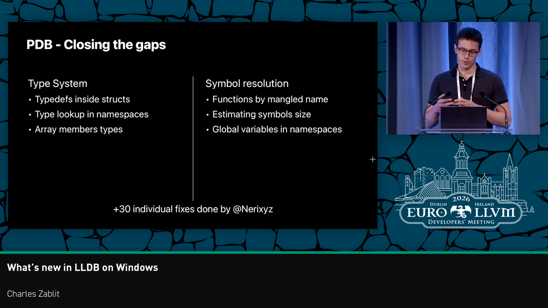Nerix is the one who made it production ready. He worked on closing the gaps in the type system by supporting type defs inside structs, and closing the gaps in symbol resolution as well by supporting resolving functions by mangled names. In total, this represents over 30 individual fixes which were done by Nerix.